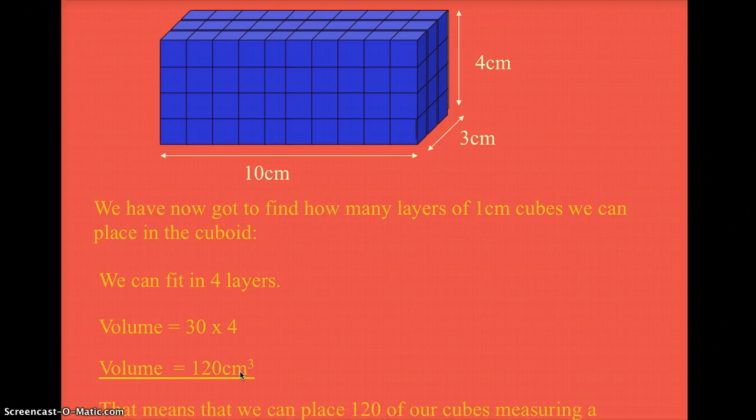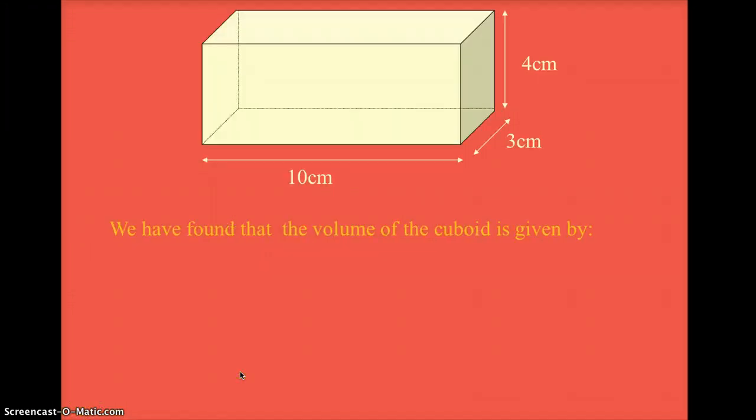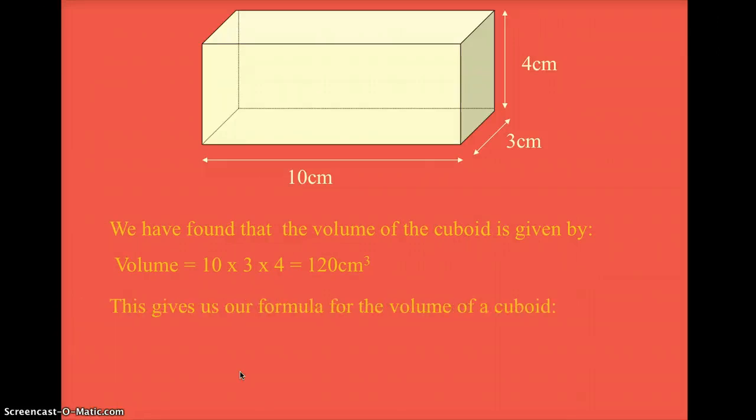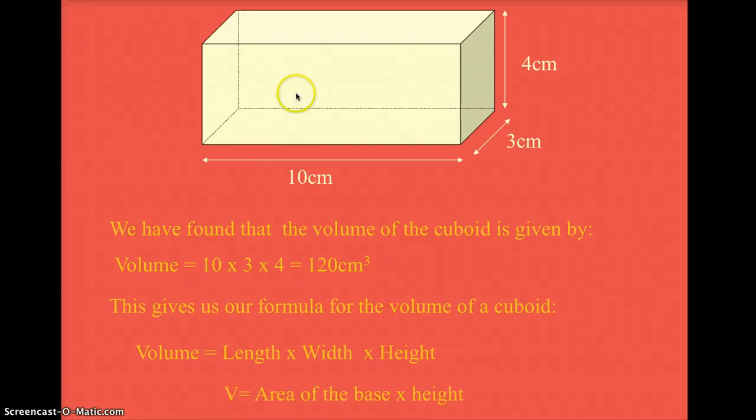Okay, so let's summarize everything. To get the volume of a cuboid, you have 10 times 3 times 4, so that's multiplying. Our formula is length times width times height, or simply get the area of the base times the height and you will have the volume. I hope that this is clear.